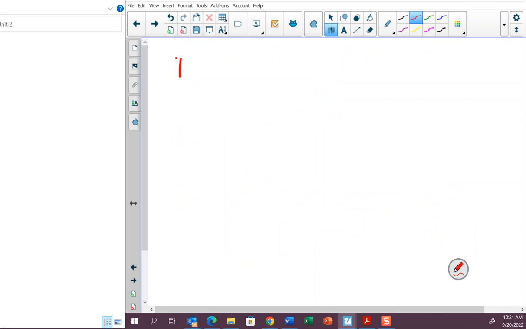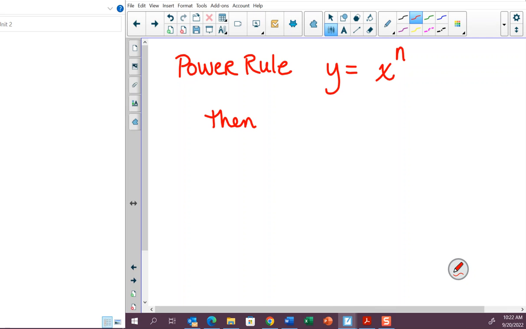What power rule says for finding derivatives, and I'll pull up the actual sheet in a minute. Power rule says if I have any polynomial term x to the n, then the derivative in terms of x is going to be n times x to the n minus 1 power.